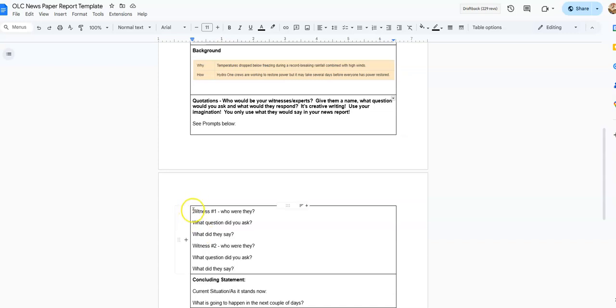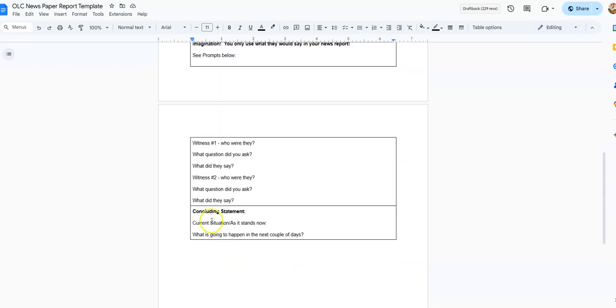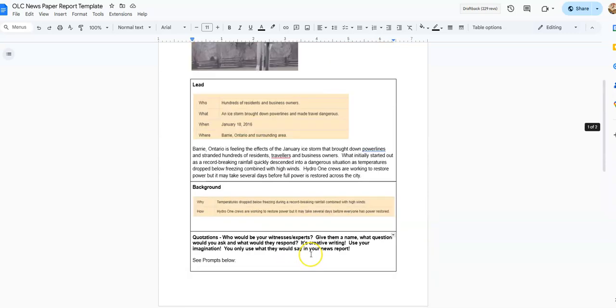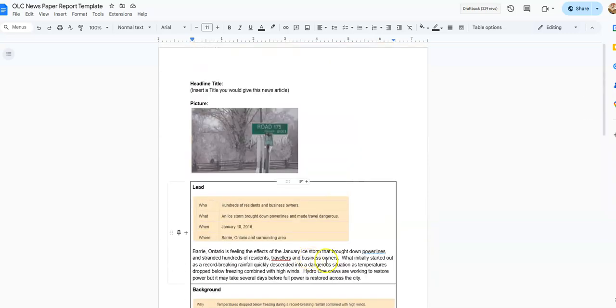So this is one of the key parts that you need to think about. Who is it going to be that you interview? What's their name? What job do they have? Or what role do they have in this? And then what would you ask them? What would they say? Long story short, you need to also think of next steps. So Hydro One workers are working to restore power. What's going to happen next in the next couple of days? The situation as it stands now. Even you could refer to some of your travelers or whoever it is that you wanted to interview.